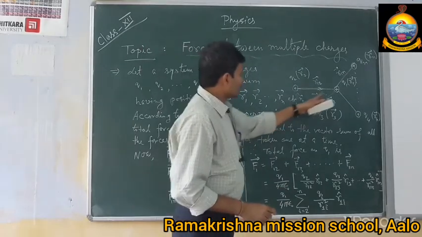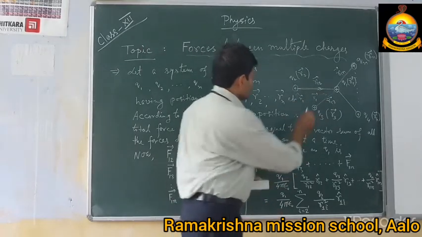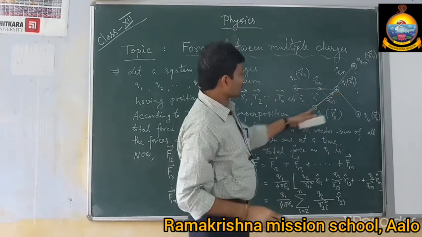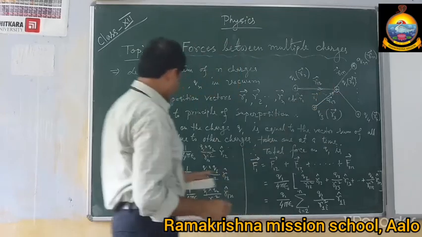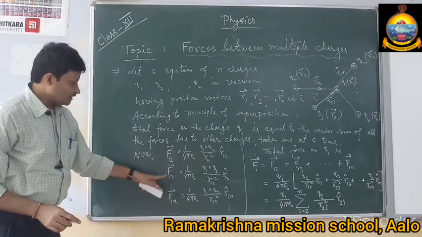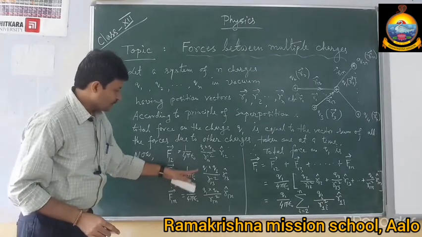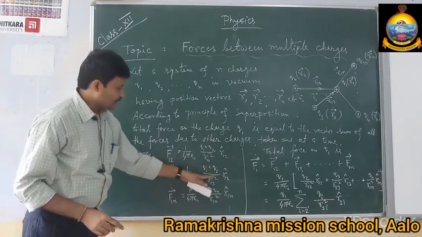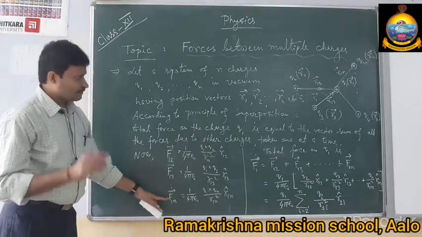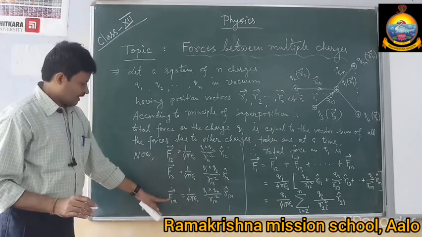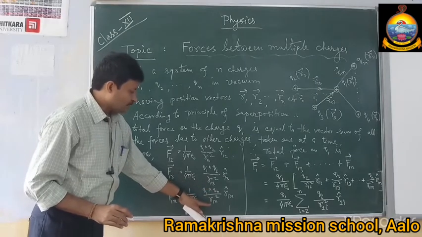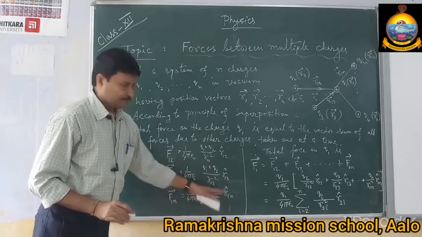Similarly, force on q1 by q3, the direction of force is from q1 to q3, the unit vector towards this direction is r13 cap. So force F13, force on q1 due to q3, F13 vector is equal to 1 by 4 pi epsilon naught q1 into q3 by r13 square into r13 cap. And in this way the force by the nth charge, F1n vector, is equal to 1 by 4 pi epsilon naught q1 into qn by r1n square into r1n cap.